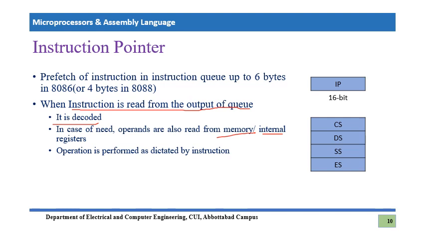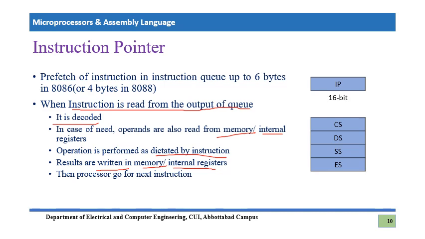Then the operation is performed as indicated by the instruction. If it was decoded that you have to perform addition, addition is performed. If it was decoded that you have to perform subtraction, subtraction is performed. Thus whatever operation is dictated by the instruction, it is performed, right? Then results are evaluated, and once results are evaluated, those results have to be sent somewhere. Those results must be written somewhere in the memory or in a register. So it depends on whatever the operation says. Then the processor goes for the next instruction.